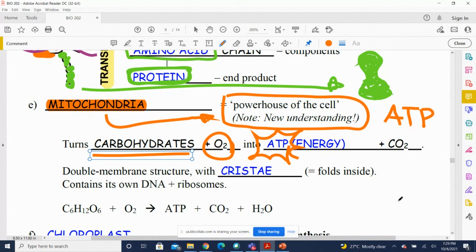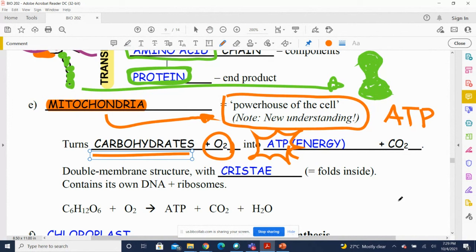When we looked at the structure of a mitochondria, you might remember that it was this double membrane sac, and we had these folds inside there. These folds were what we knew as cristae of our mitochondria. An interesting thing for the mitochondria is that it does contain its own DNA and also its own ribosomes.